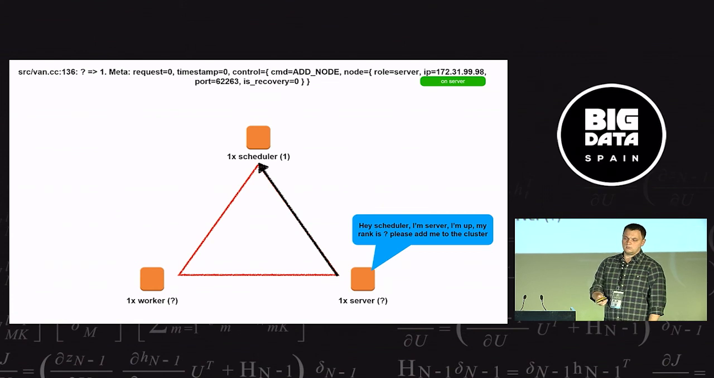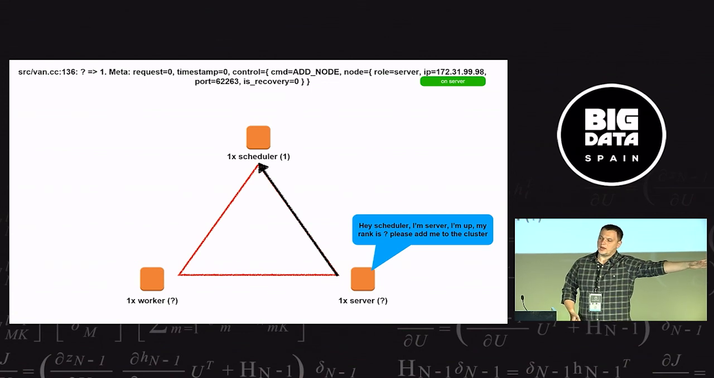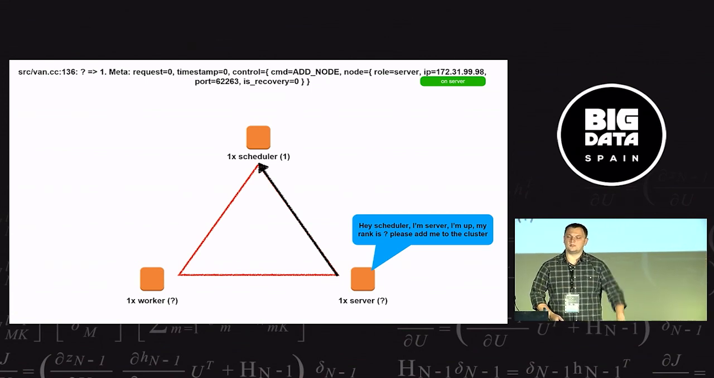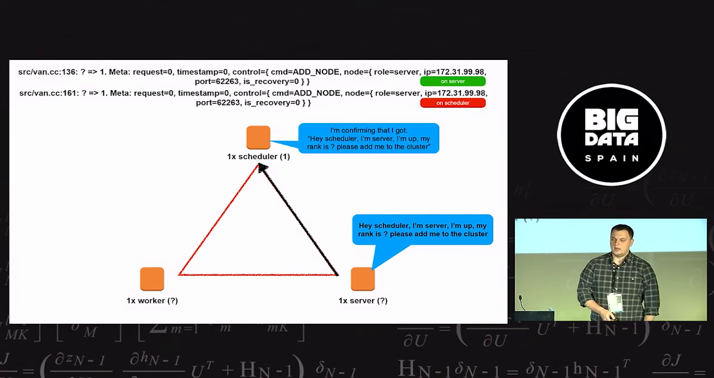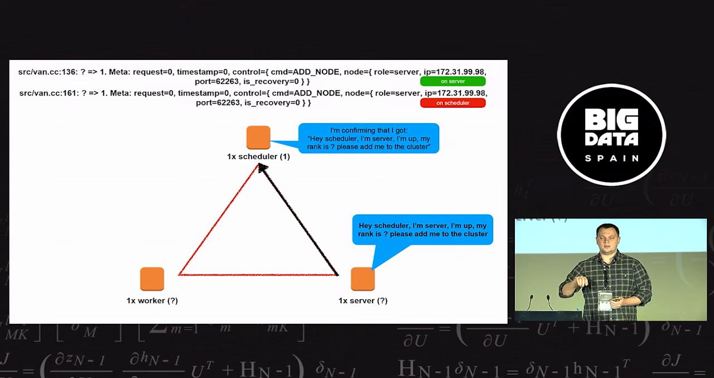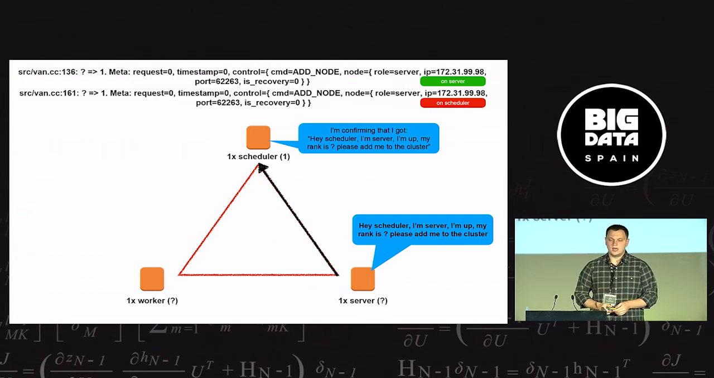First, the server, it actually could be the worker, says, okay, hello, scheduler. I am the server. I woke up. My rank is question mark. Please add me to the cluster. Rank is basically a unique number that the scheduler is going to assign to each member of the cluster. And logically, because the scheduler never saw the server, the rank is unknown. Then you will see the confirmation from the server. Essentially, just a confirmation that I got this message. In this message, you can see the beginning question mark, then arrow 1. This basically means that the server received the message from unknown to 1, and just the same message.